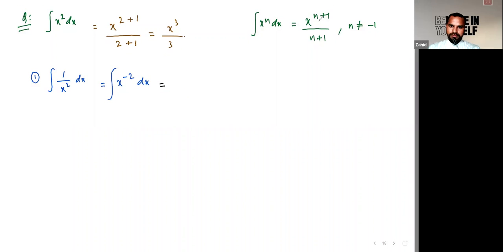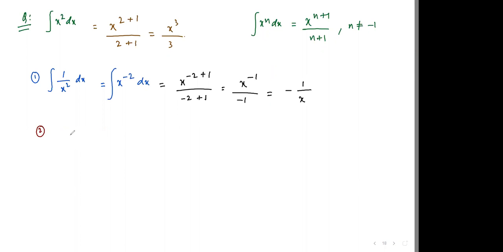Just see how to solve it. According to this rule, n is minus 2. So on applying, you will get minus 2 plus 1 divided by minus 2 plus 1, so it will be x raised to minus 1 divided by minus 1. If a term has a negative exponent, if you move it to the denominator, it will become positive. So you may write it as minus 1 over x. Is it clear? Yes, sir.